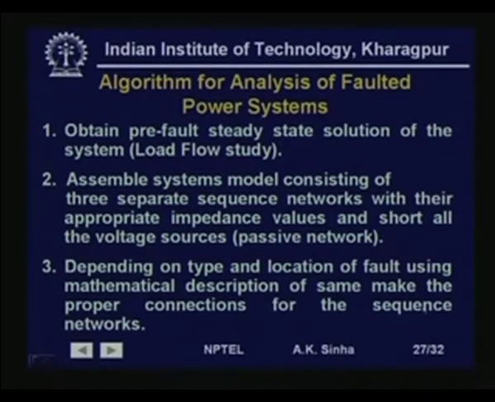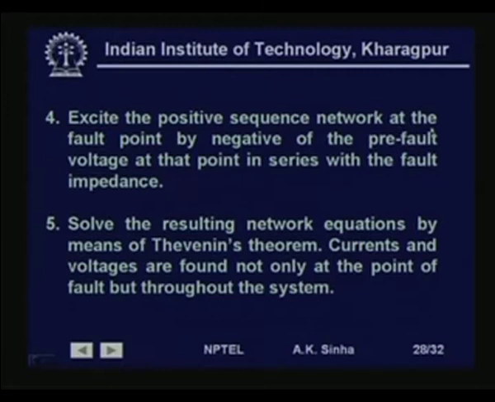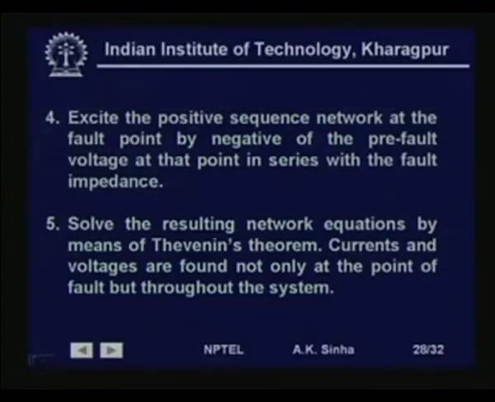So, make the proper connections for the sequence network, then excite the positive sequence network at the fault point by the negative of the pre-fault voltage at that point in series with the fault impedance. This is what Thevenin's theorem says: we have reduced the passive network by shorting all the voltage sources and replacing them by their appropriate impedances. Now, at the fault point we connect a voltage source equal to the negative of the open circuit voltage at that point, that we had found using Thevenin's theorem, in series with the fault impedance, between the fault point and the reference. So, this is how we do that.